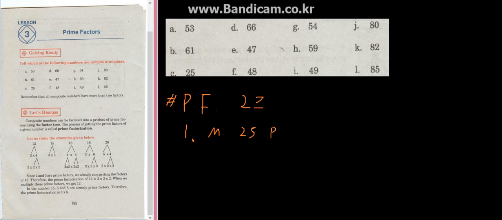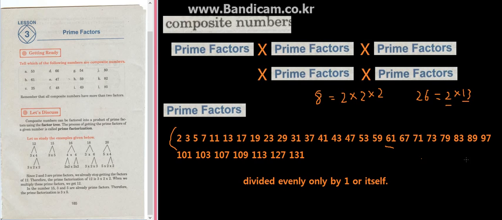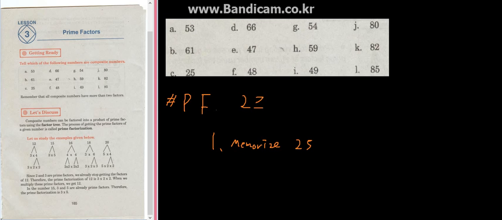So, Getting Ready. How can we solve this problem? It is about finding the composite numbers, which have at least 2 prime factors. There are 2 ways to solve this. One is just memorizing all of them. There are exactly 25 prime numbers below 100.